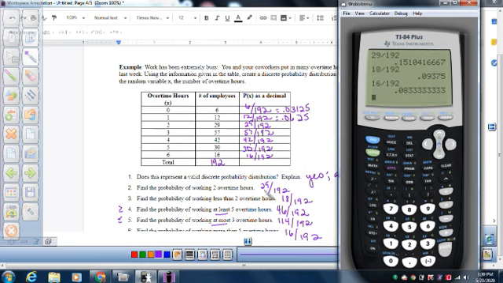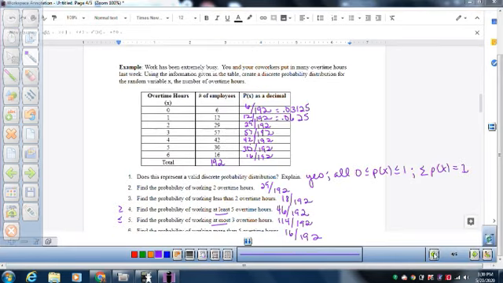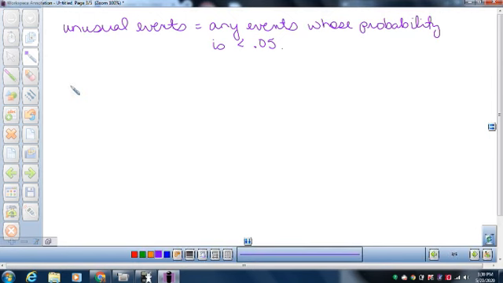So as you're trying to answer that question, if you have an unusual event, look at each of your probabilities. If any of them are less than 0.05, then yes, it is unusual. So in the problems that you're going to see for your probability distributions in section 4.1, you could be asked to find a missing probability.